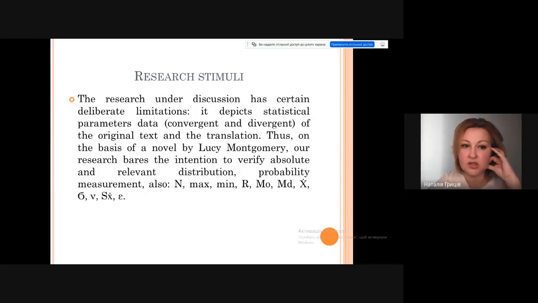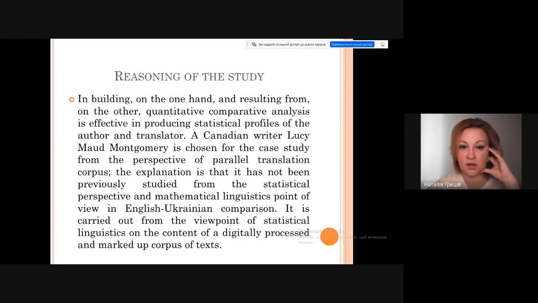The research under discussion has certain deliberate limitations. It depicts statistical parameters data, convergent and divergent, of the original text and the translation. Thus, on the basis of a novel by Lucy Montgomery, our research intends to verify absolute and relative distribution, probability measurement, also number of meanings, maximal meaning, minimal meaning, range, mode, median, mean, standard deviation, coefficient of variation, standard error, measurement error.